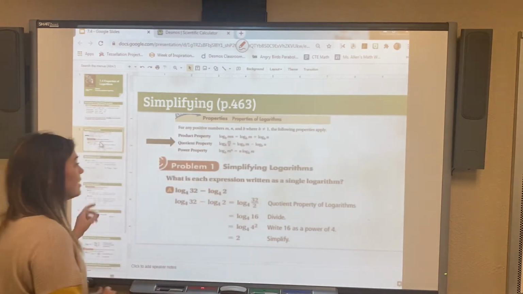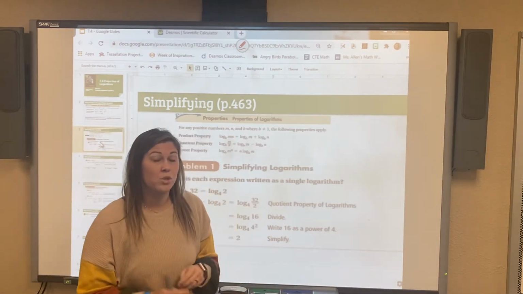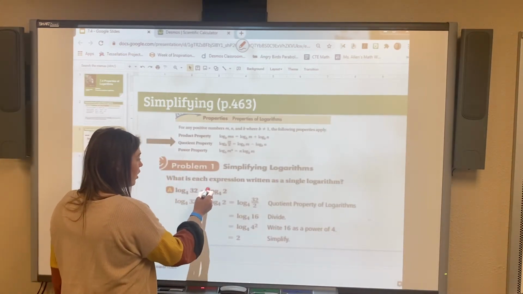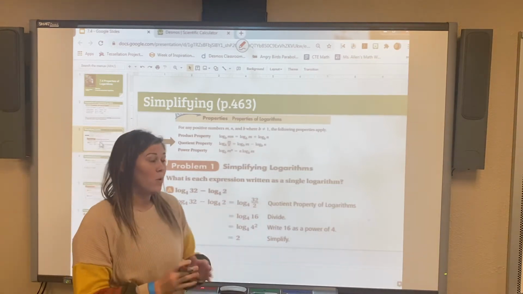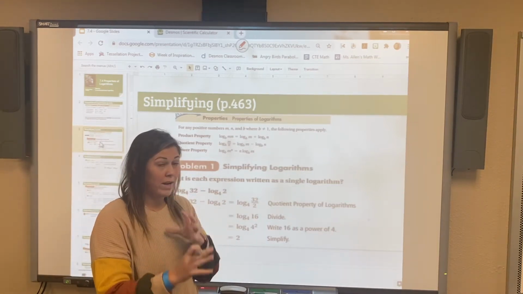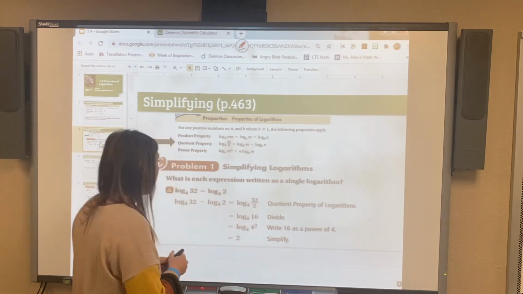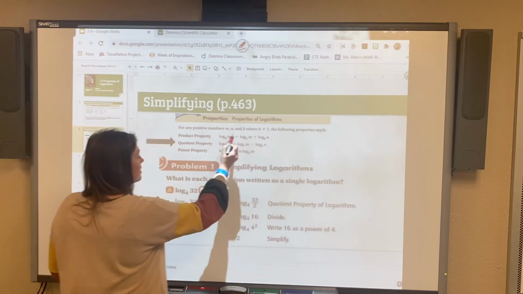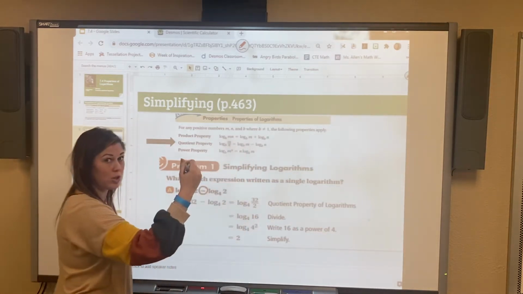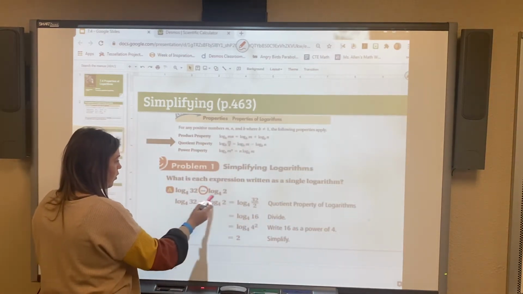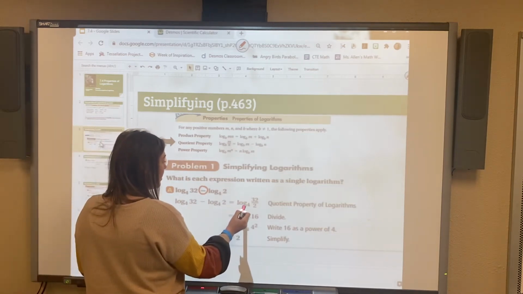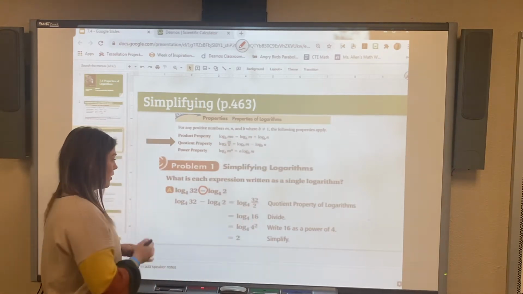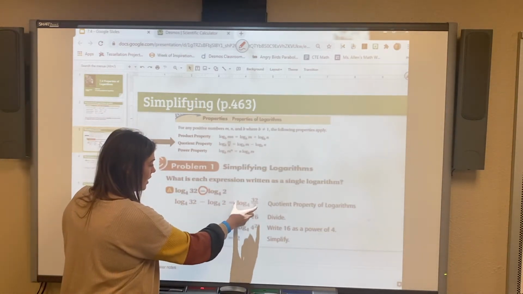So write each expression as a single logarithm. With this, we have log base 4 of 32 minus log base 4 of 2. You also have to watch whether you can simplify if possible. Since this is subtraction, we are going to go from this to this. Subtraction goes with quotient or division. They both have log base 4, so we can put that together to say log base 4 of 32 divided by 2. Okay? So we took this and put it together as a single logarithm.